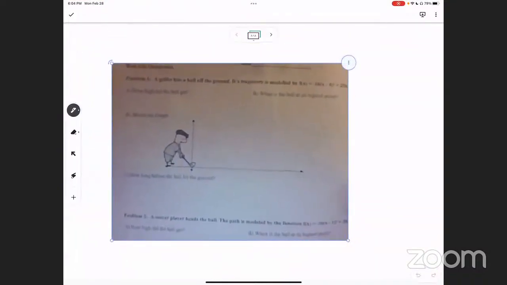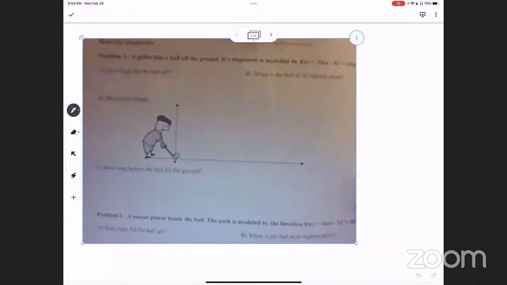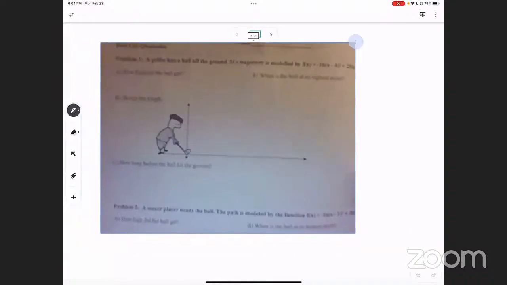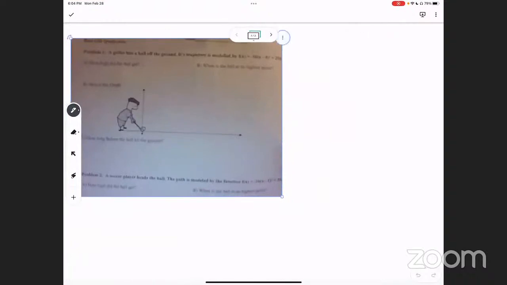All right, it says a golfer hits a ball off the ground. Its trajectory is modeled by this equation. I'm going to have to write that down because I can't see it very well. Can you tell me what it is? Does it say h of x? It says f of x equals -16 times (x minus 4) squared, plus 256.